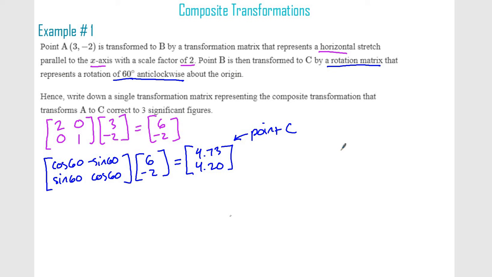Now, we want to realize what we did here, because we want to write down a single transformation matrix that represents everything I did. Instead of doing it twice, give me one thing. So the first thing I did was I started with my point, and then I multiplied by my horizontal stretch.